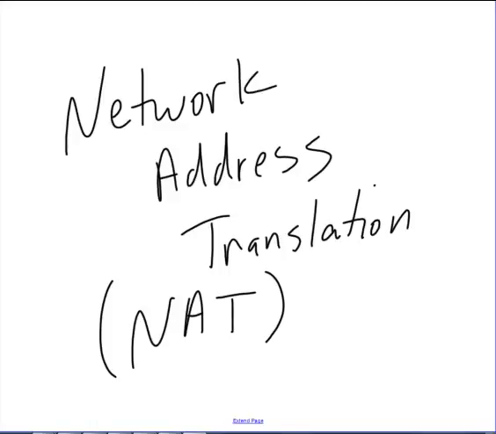Okay, in this video we're going to talk a little bit about network address translation. Now, to lead into NAT, we need to speak a minute about IP version 4, the Internet Protocol version 4. IP version 4 uses 32-bit addresses.